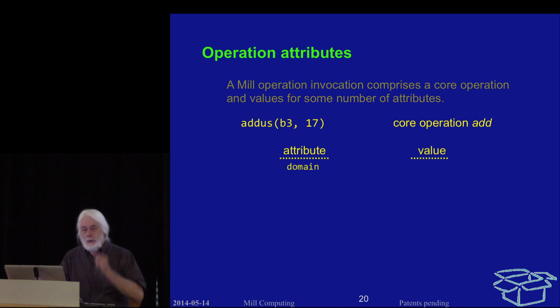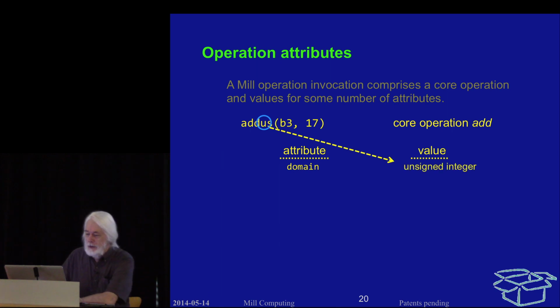One of those attributes is the domain. What computational family does this belong to? That's defined in this case by the U, which says this is an add in the unsigned integer arithmetic domain, just like B says this is an add in the floating point binary domain.